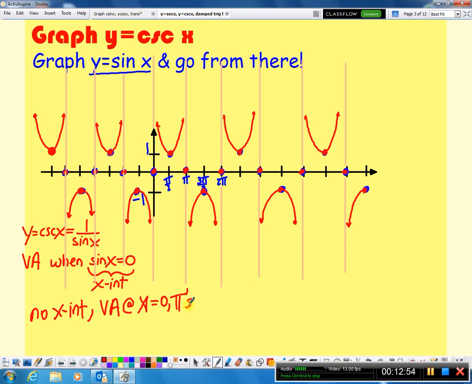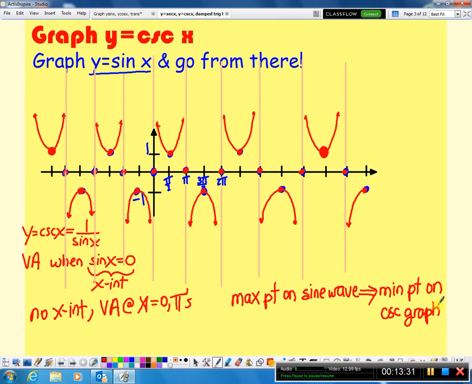Now also consider this, just so when you see wording like this, you're not thrown by it: if you have a max point on your sine wave, like here, see where I'm pointing? That's a max point on my sine wave. That's actually a minimum value on my cosecant graph. And by the way, the period for cosecant, just like it is for secant, is 2 pi.